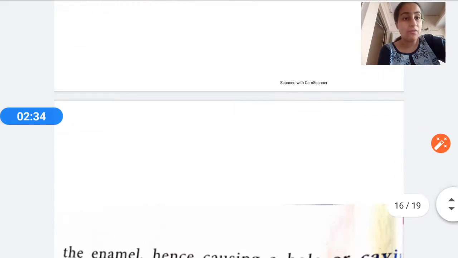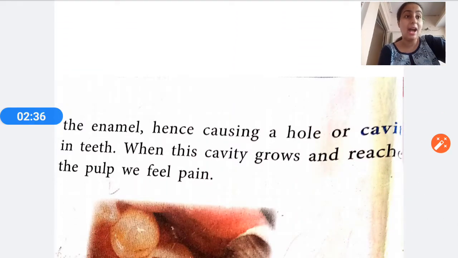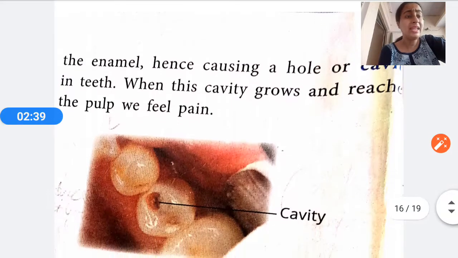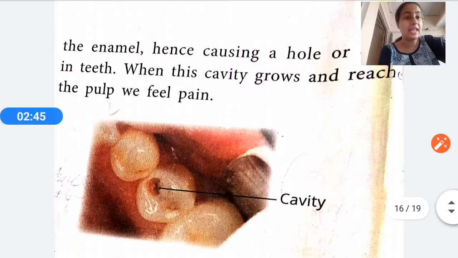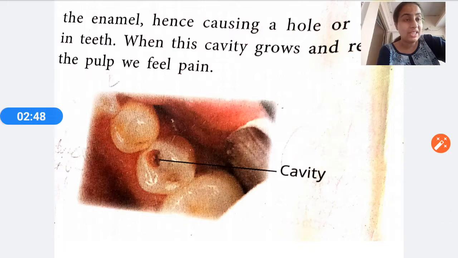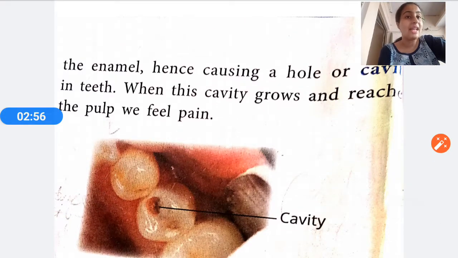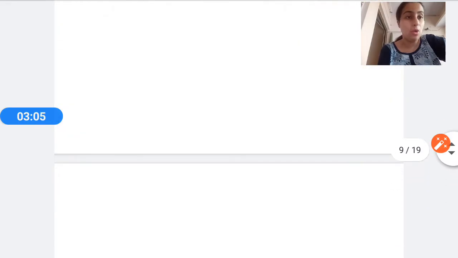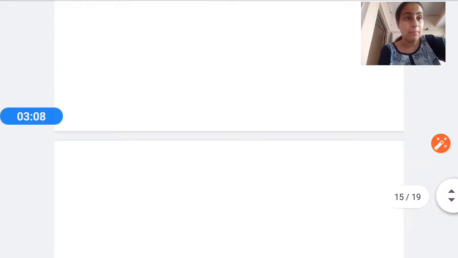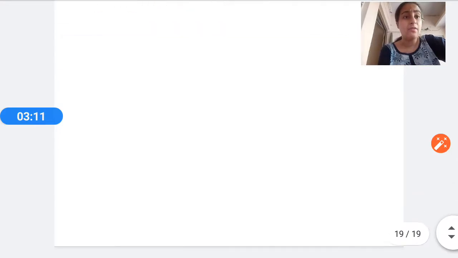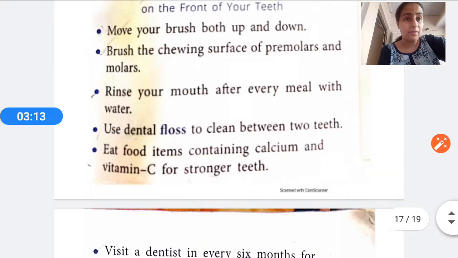The acid softens and destroys the enamel, the hardest substance that I have explained to you, causing a hole or cavity in the teeth. Can you see the picture? The food particles were stuck in the gaps of teeth and now it is causing a hole in the teeth, which is referred to as a cavity. When this cavity grows and reaches the pulp, where the blood vessels and nerves are, we feel pain. I hope you have understood through this diagram.